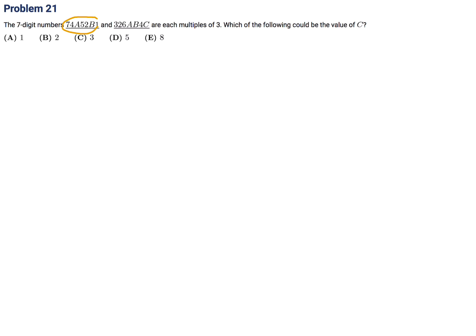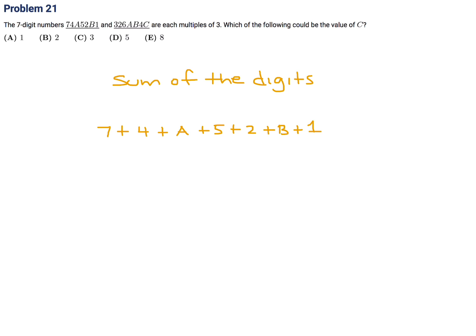If this is a multiple of 3 and that is a multiple of 3, then the sum of the digits is also a multiple of 3. Sum of the digits, and that's the key to this question. So in the first one, we have 7 plus 4 plus A plus 5 plus 2 plus B plus 1. And when you add up those numbers, you get 19 plus A plus B.